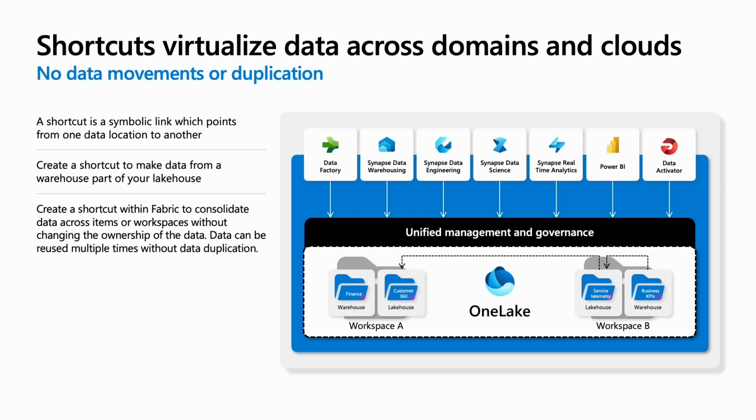You can also use shortcuts to consolidate data across workspaces and domains without changing the ownership of the data. In this example, the workspace B still owns the data. They still have ultimate control over who can access it and how it stays up to date.